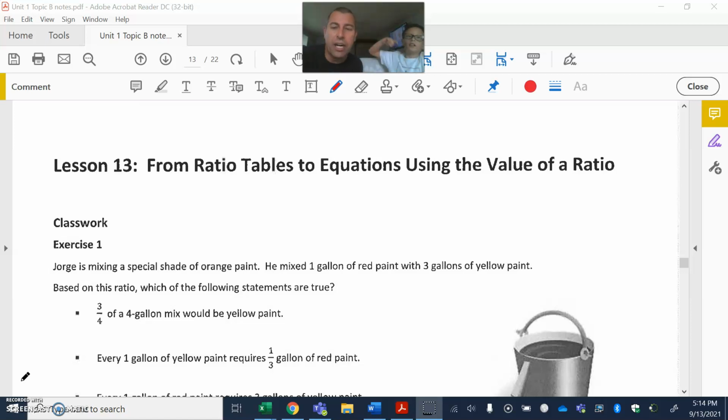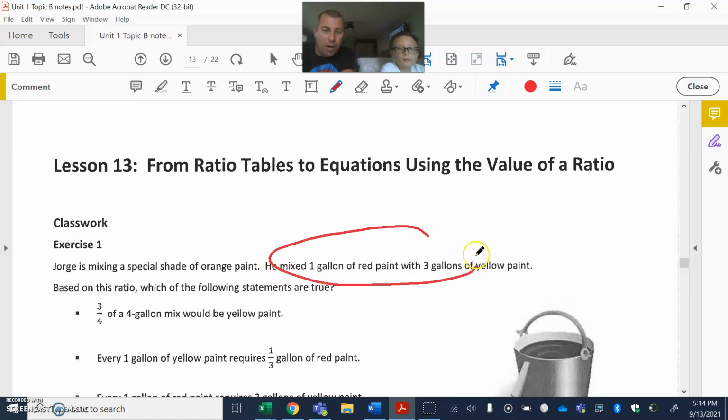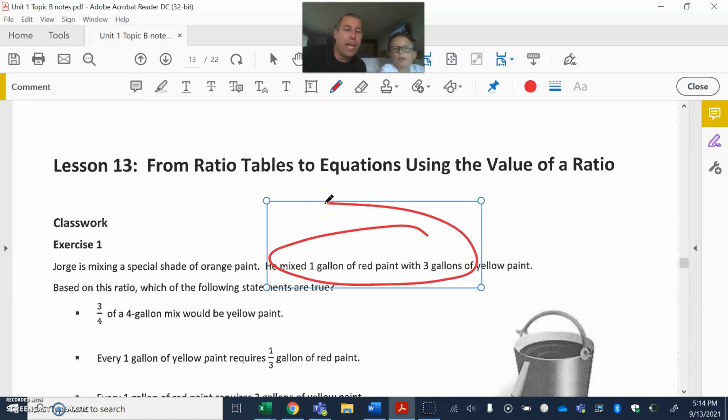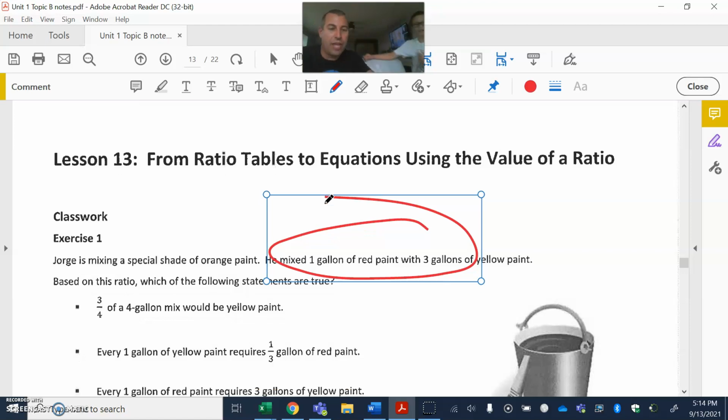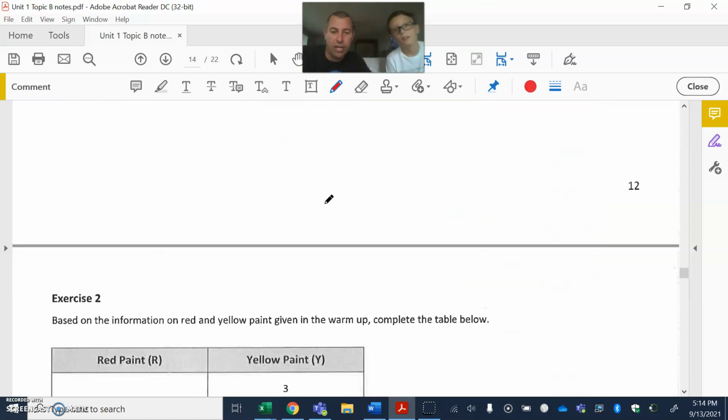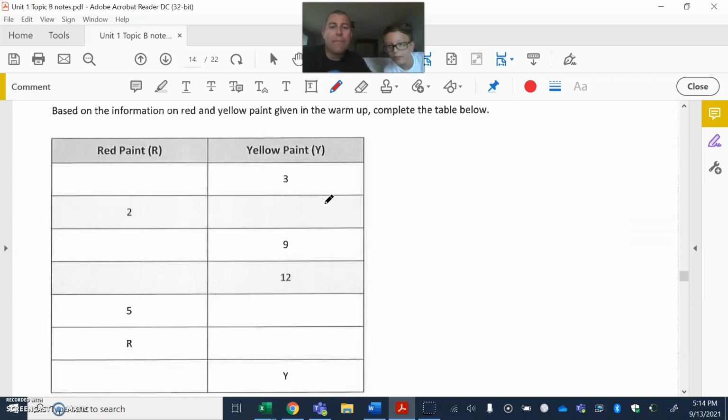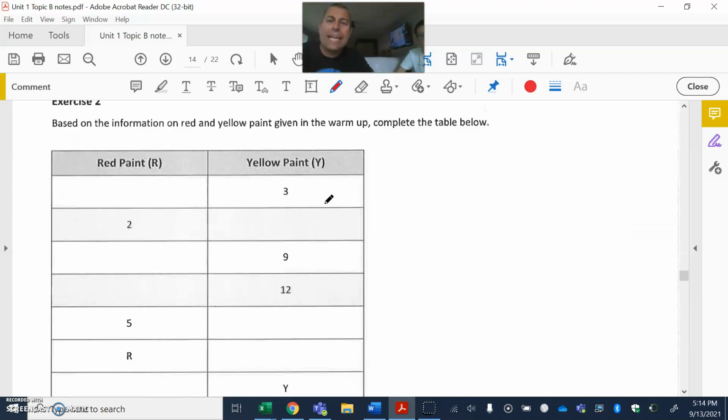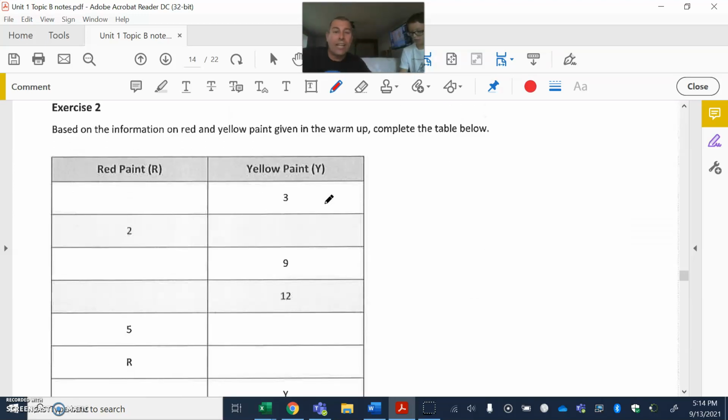Let's get started here. We're going to be using the information right here at the beginning. And so we're going to focus in on this particular part about 1 gallon of red paint with 3 gallons of yellow. All right. So that's what we're going to use here as we get things started. So we're going to go on to the next page. And okay. It says, based on the information on red and yellow paint in the given warm-up, complete the table.